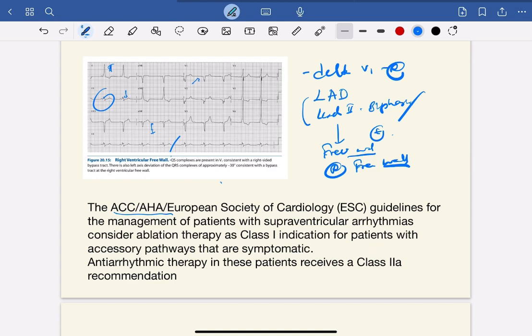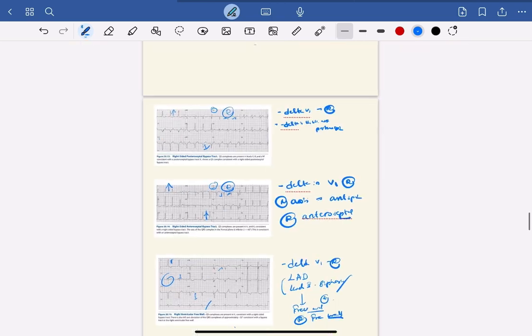So what are the arrhythmias that are possible or that are associated with WPW syndrome? The most common arrhythmia that is associated with WPW syndrome is AVRT, and the other is atrial fibrillation. So this is all about WPW syndrome.